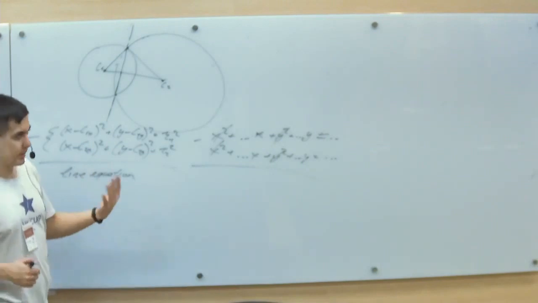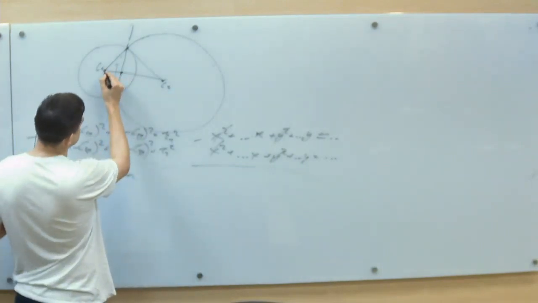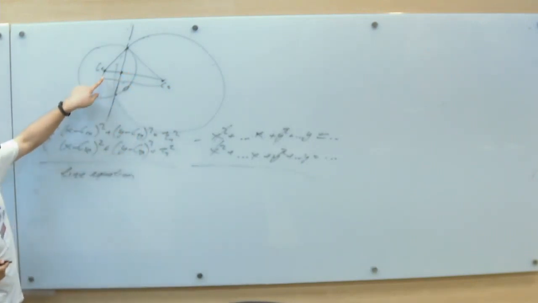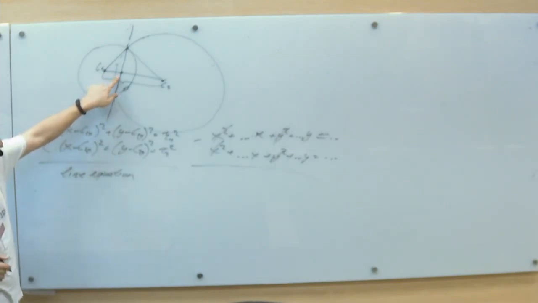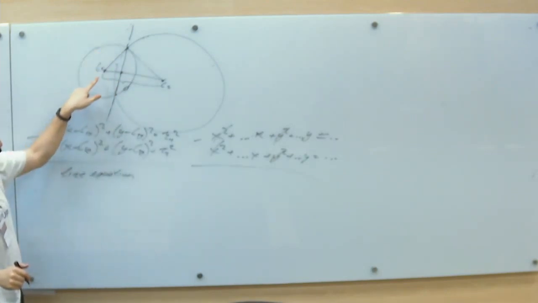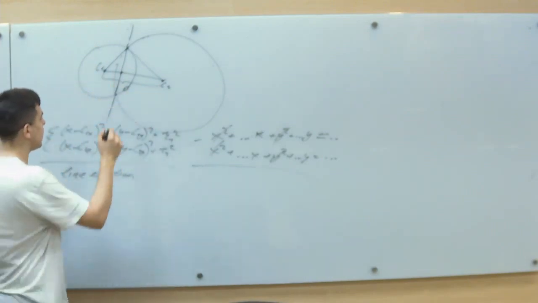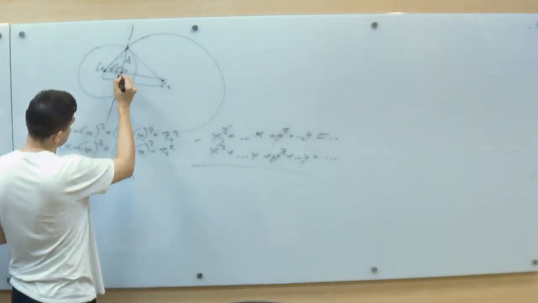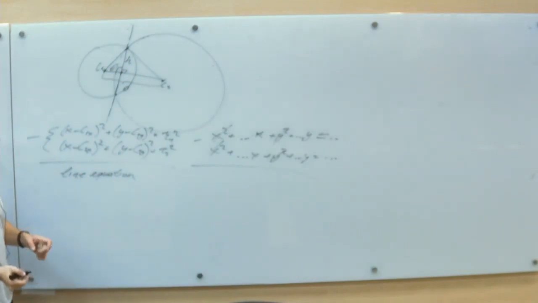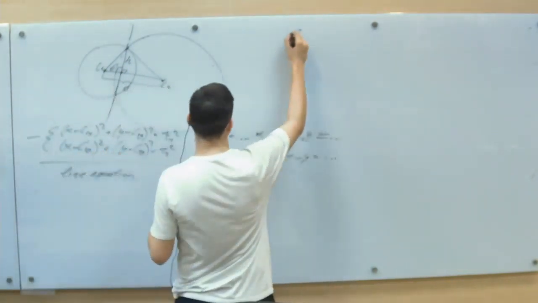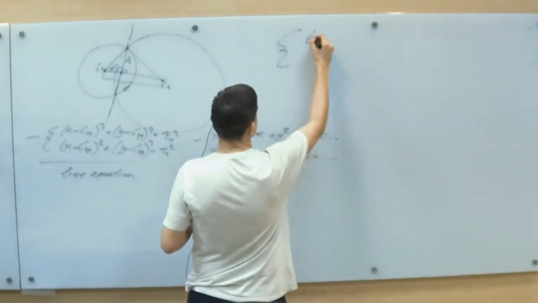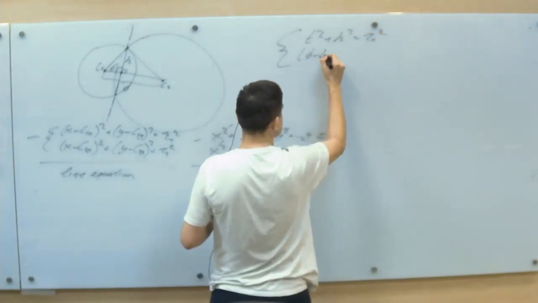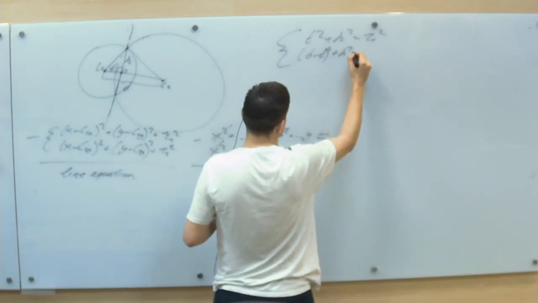The other approach is to do it directly. So let's denote the distance between two circles as d, and denote the distance from C1 to this point that is formed by intersection of this line and the line between two centers as t, and this is h. So this is the height of this triangle. So we can have two equations: t squared plus h squared is r1 squared, and (d minus t) squared plus h squared is r2 squared.